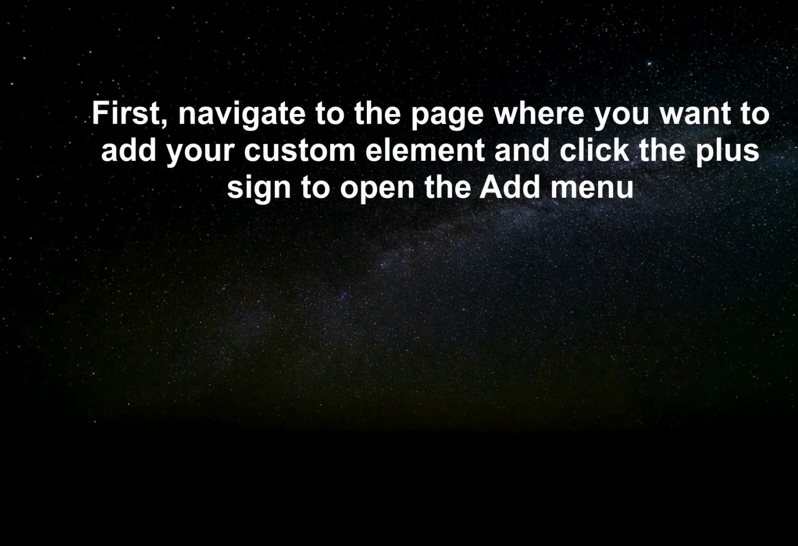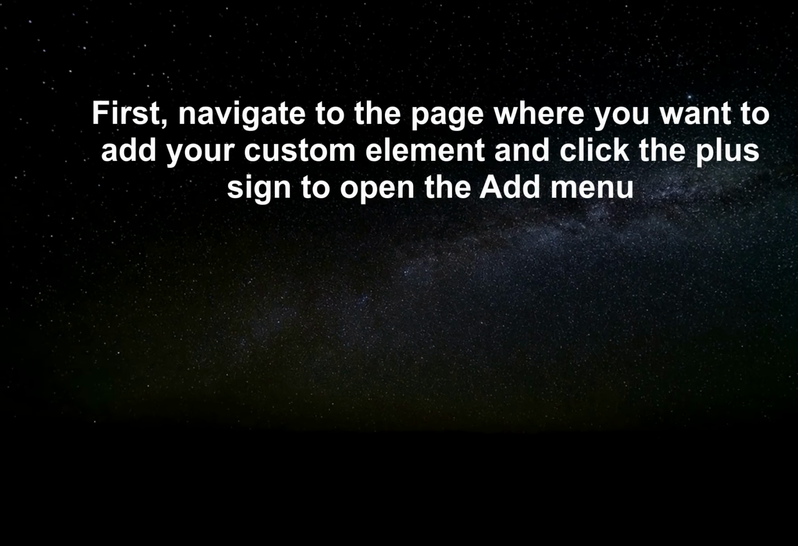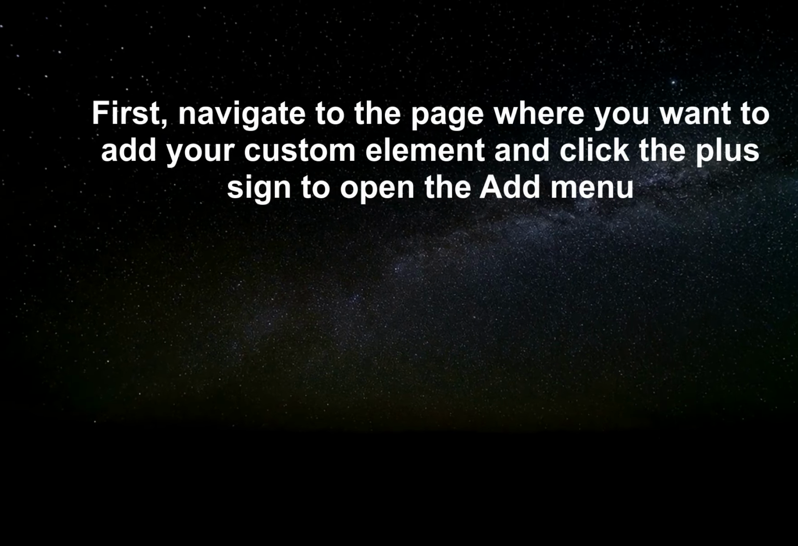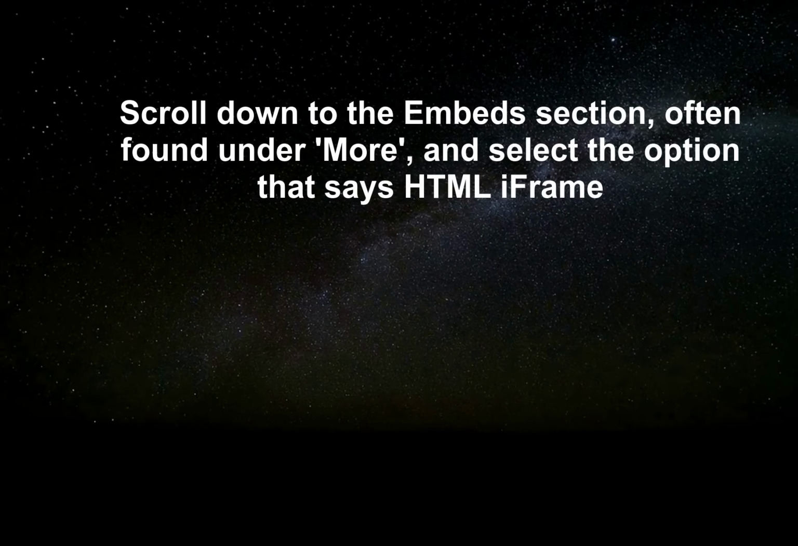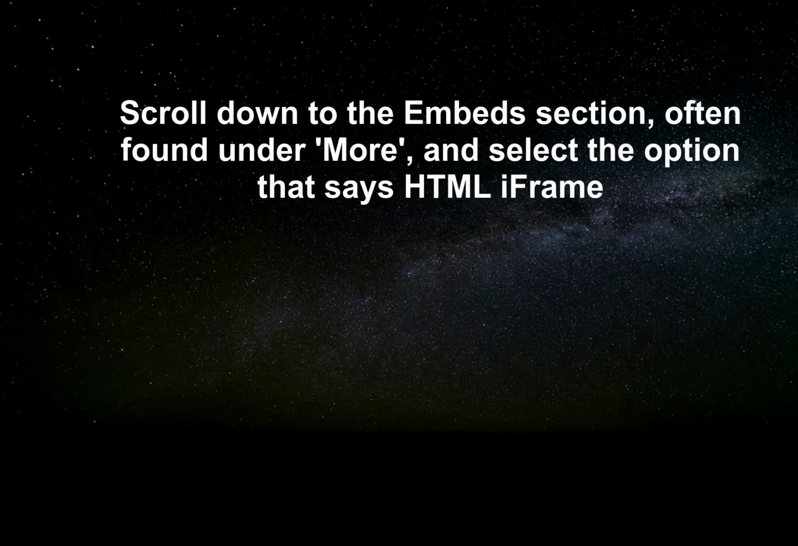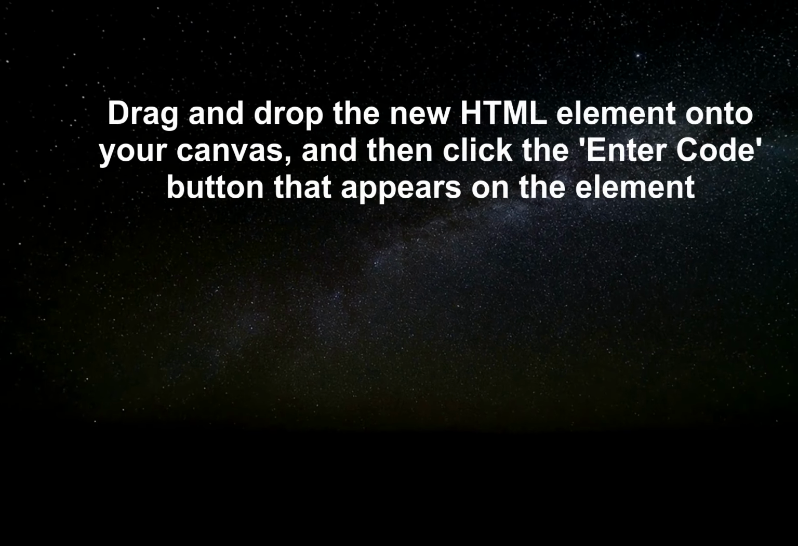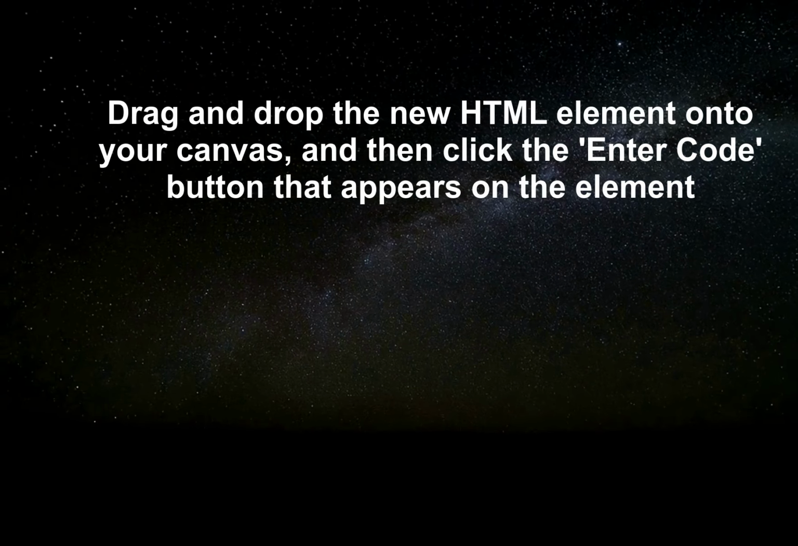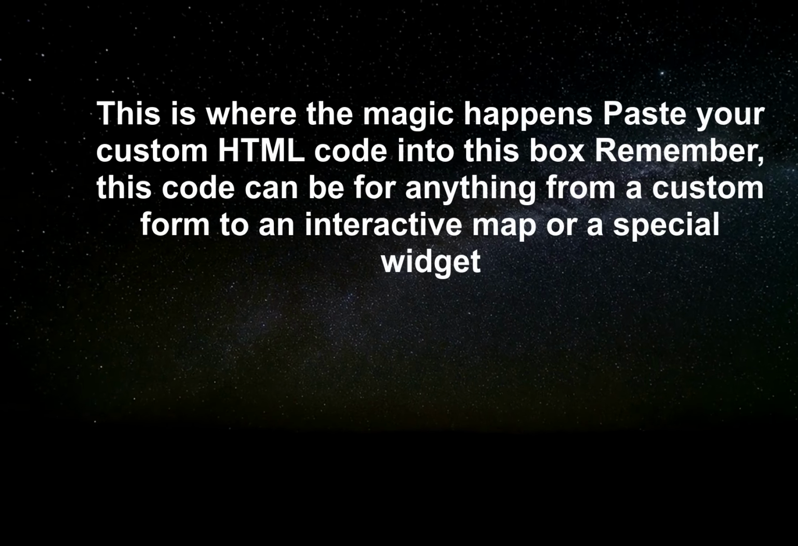First, navigate to the page where you want to add your custom element and click the plus sign to open the Add menu. Scroll down to the Embed section, often found under More, and select the option that says HTML iFrame. Drag and drop the new HTML element onto your canvas, and then click the Enter Code button that appears on the element. This is where the magic happens.